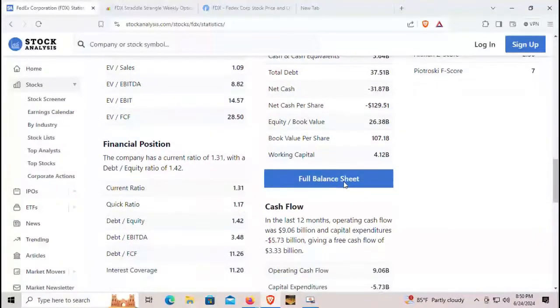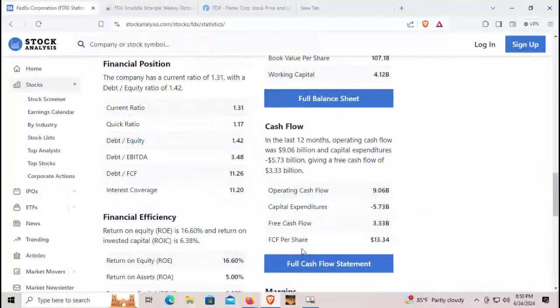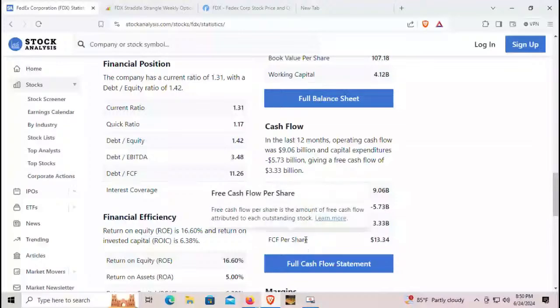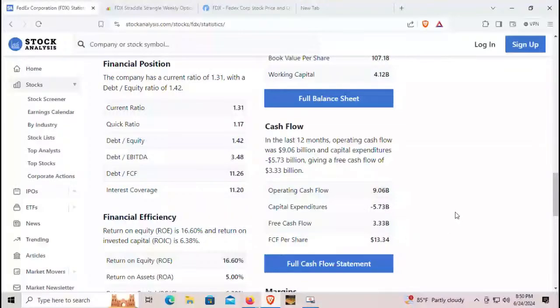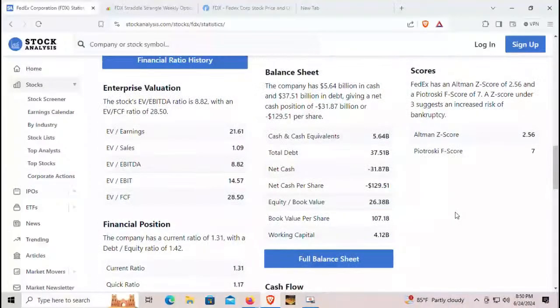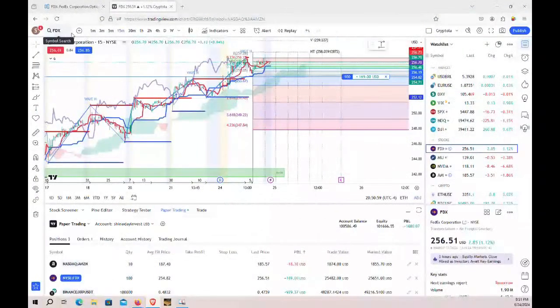I didn't even believe this, but the cash flow is 90 billion. The capital expenditure is $5 billion, giving a free cash flow of $3.33 billion. I think that's the positive side on the cash flow. So okay, let's go now to the last web page that I'm using, which is TradingView.